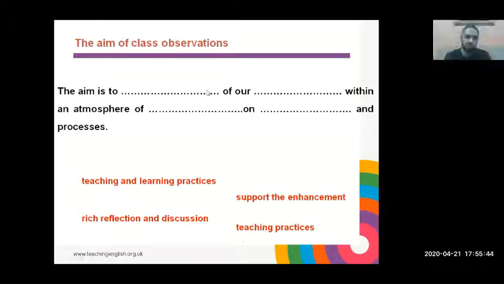So Mrs. Zainab, you raised your hand. I unmuted you. You can speak. 2, 3, 4, 1. Now you can read them. Okay, I will. The aim is to... First one, teaching practice, then teaching and learning practice, support the enhancement, and reach reflection and discussion. Yes. Okay. Thank you very much, Ms. Zainab.